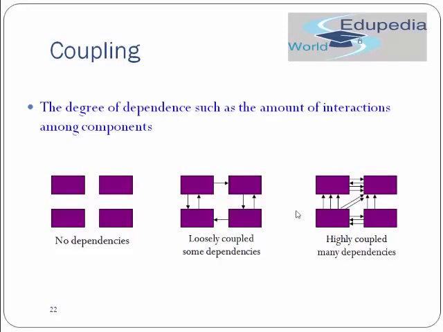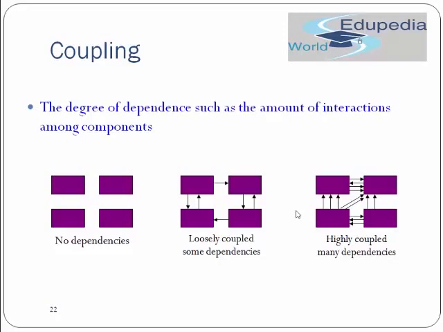It means the degree of dependence, such as the amount of interaction among components. Basically, coupling in simple words means how the components of your code are coupled with each other, how they are dependent on each other. Whether they are dependent or not depends upon the amount of coupling that your code has. So as per good design principles, there should be low coupling.